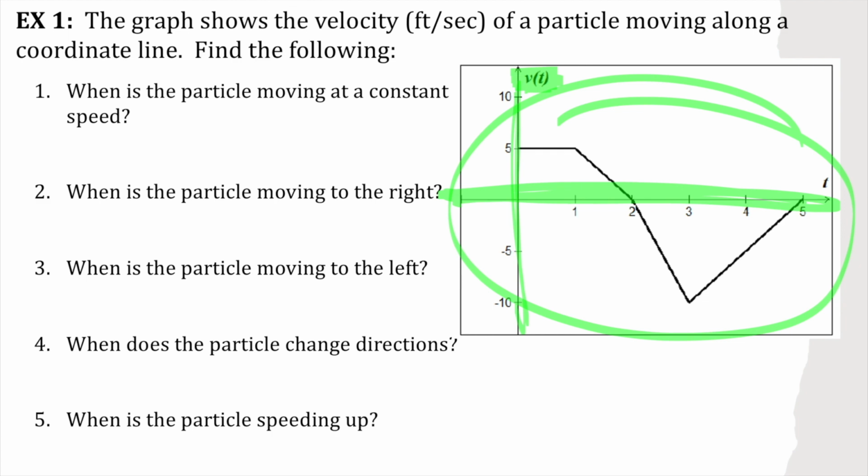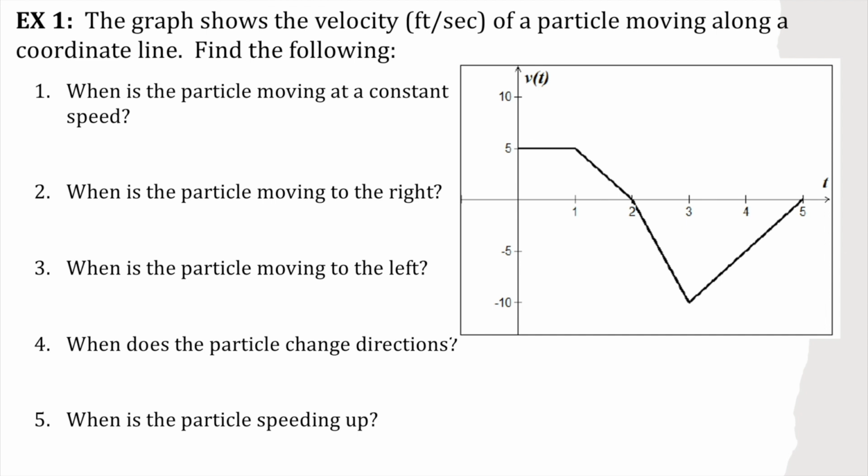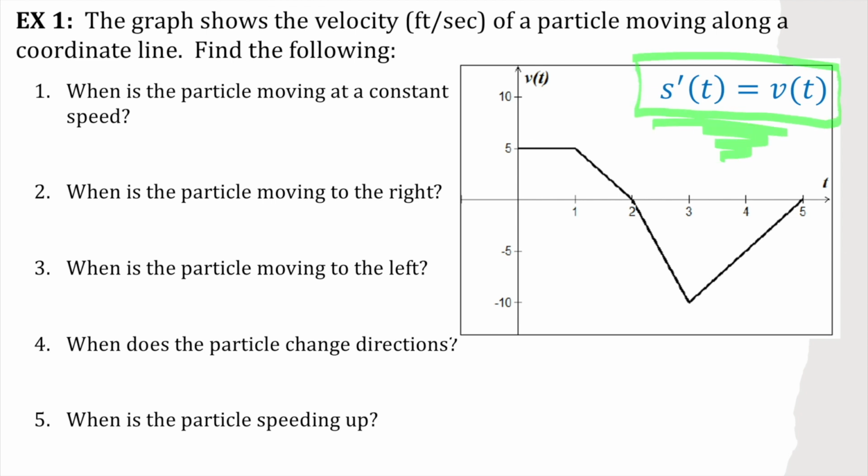So get comfortable. Anytime you're confronted with a graph, it's important that you label it so that you know what's going on. For instance, I'm going to label my graph right here. And this is telling me that it's a derivative graph. The derivative of the position graph is the velocity graph.